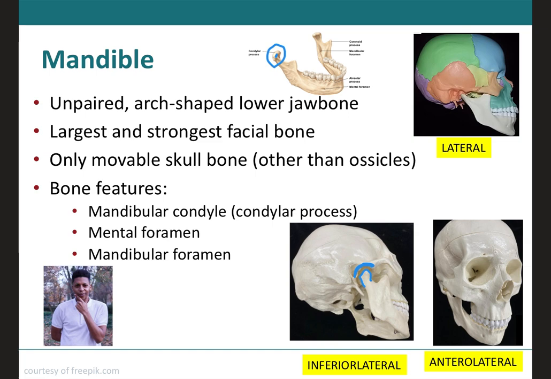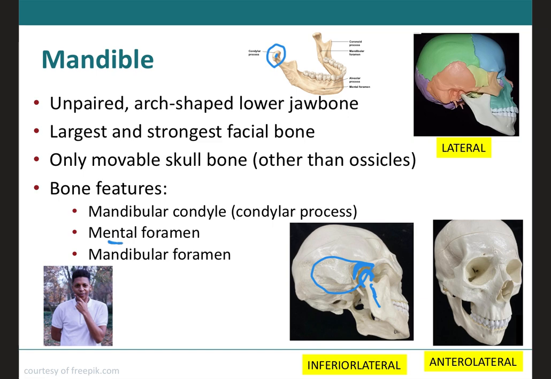Because remember, a bone cannot articulate with itself. So the mandible cannot articulate with the mandible. It will articulate with another bone, in this case, the temporal bone. So the mandibular condyle, or the condylar process of the mandible, will articulate with the mandibular fossa of the temporal bone. The other two bone features that I need you to know are foramina, meaning they're both holes.